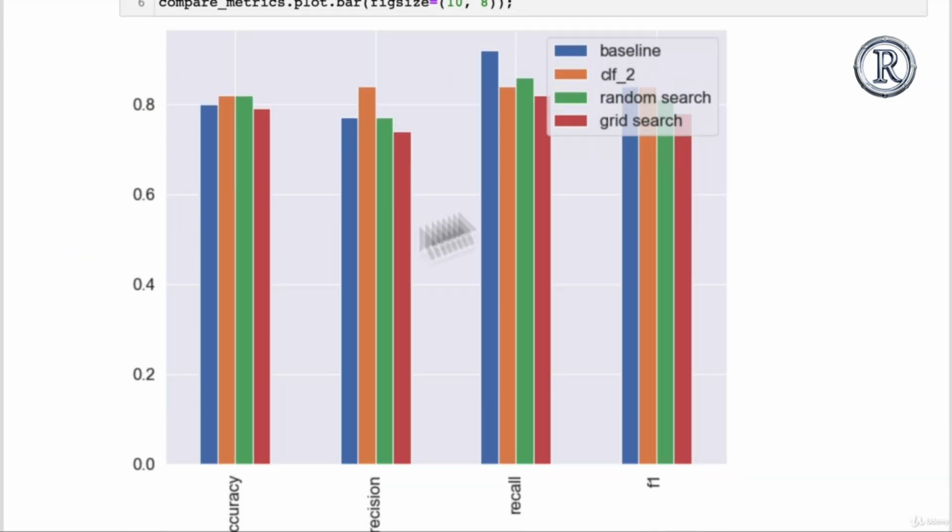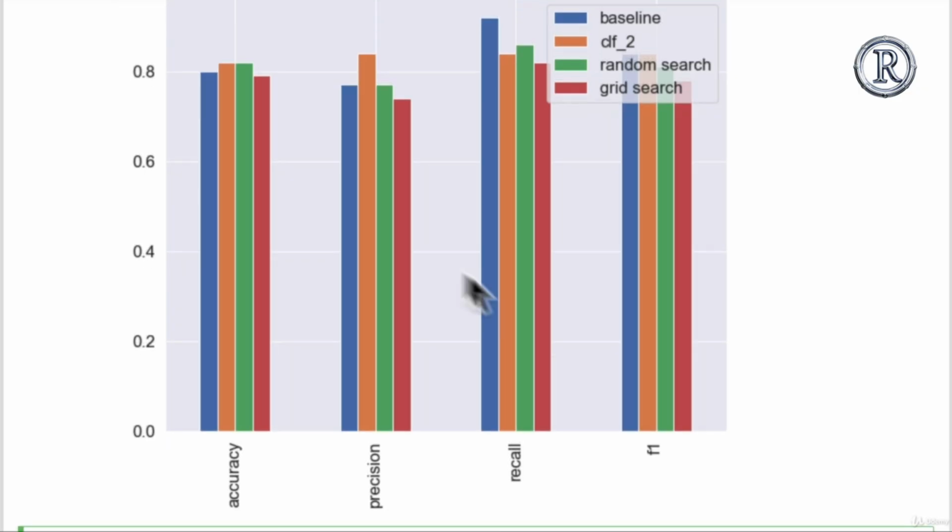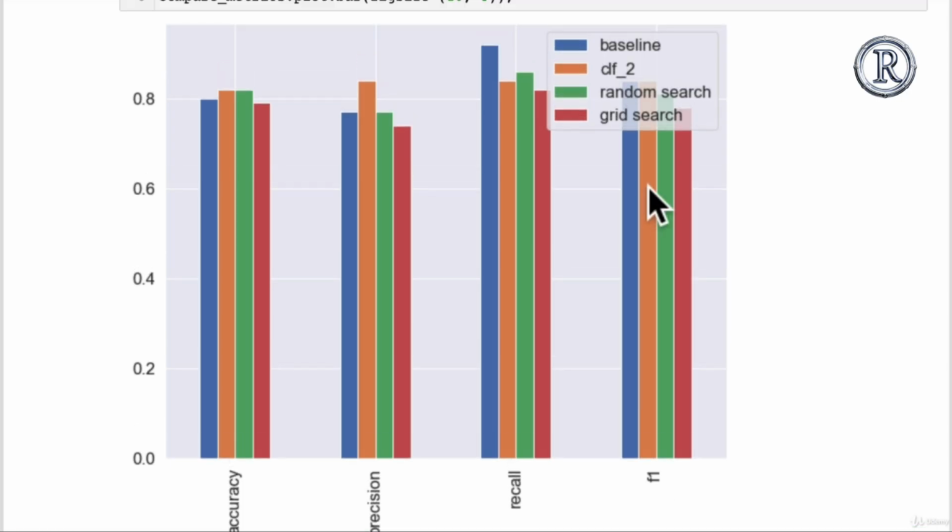Wonderful. So this is going to compare all of our different classification models' metrics in the one space. We can see our baseline model is the blue. On this one, it didn't get the best here. It was more of a tie between CLF2 and random search. On precision, CLF2 is out in front. On recall, baseline is out in front. And on F1, it's a tie between baseline and CLF2.